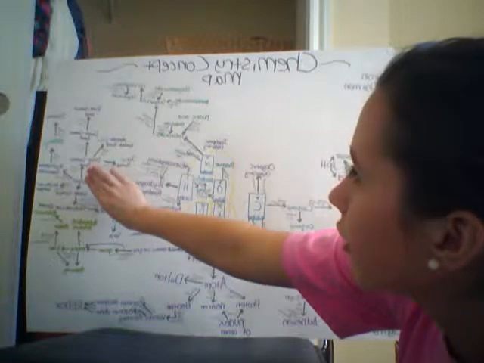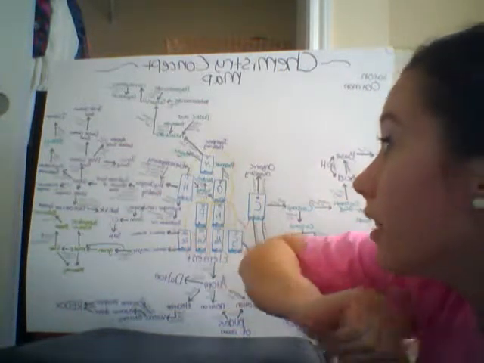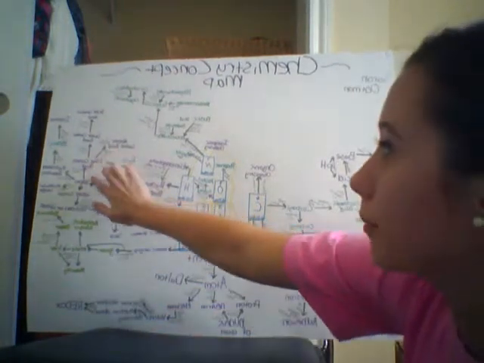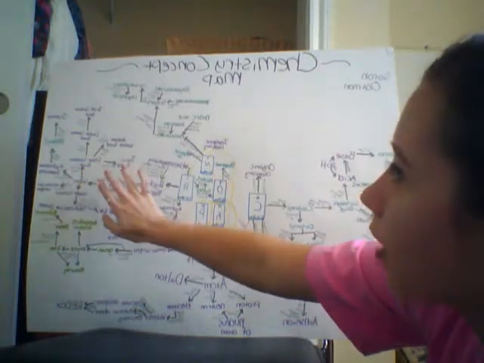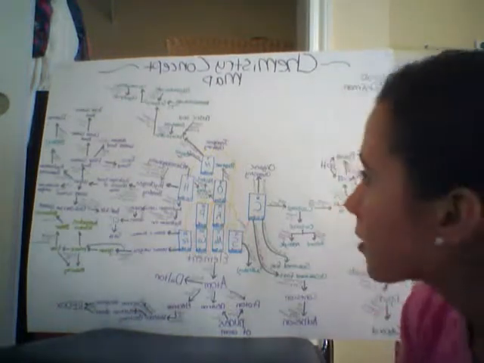We go from polar covalent bond to non-polar covalent bond. That's where the electrons are shared equally. That's the difference between non-polar and polar. And then polar covalent bond to ionic bond. Ionic bond is composed of oppositely charged ions.